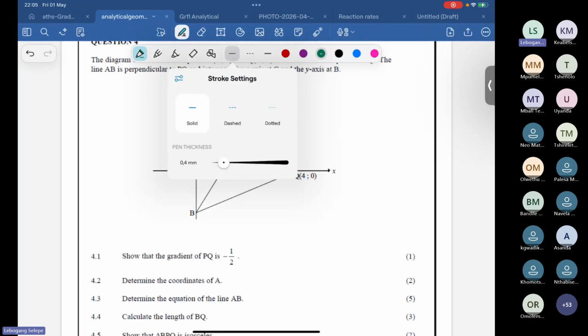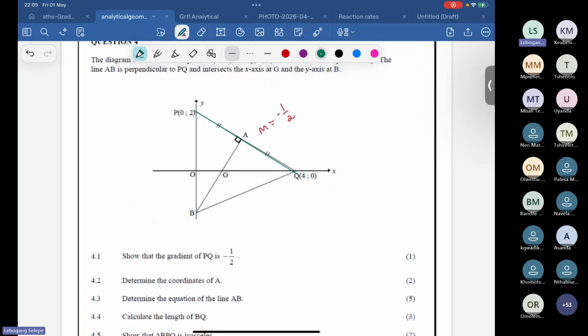I don't know if it's clear. I'm just trying to make it a little bit bigger. There's a relationship between this line here and this line here. And because they're perpendicular to each other, there's a relationship between their gradients. So since I have the gradient of PQ, automatically I have the gradient of AP.